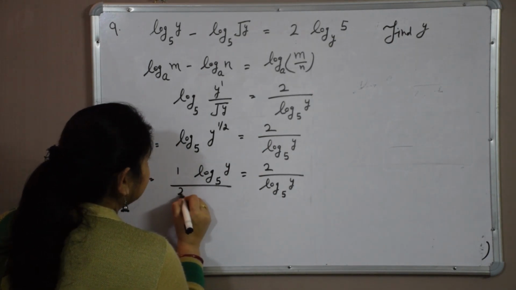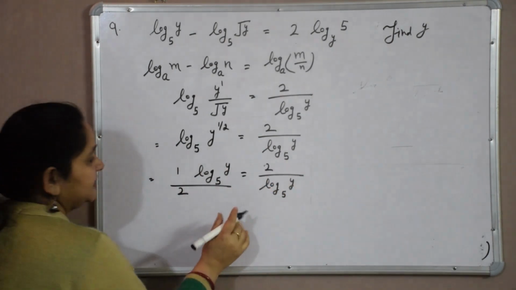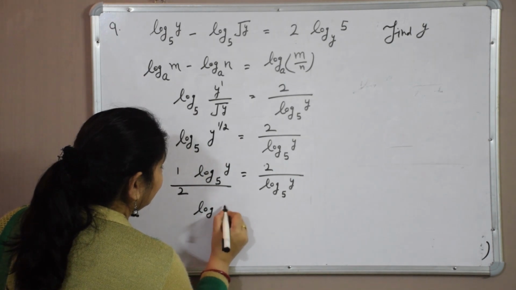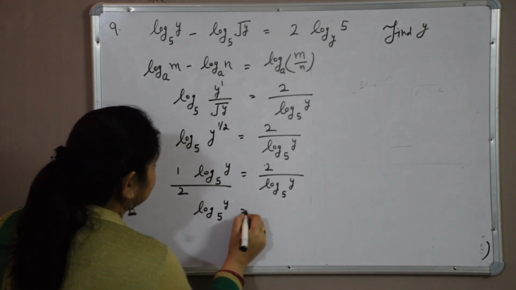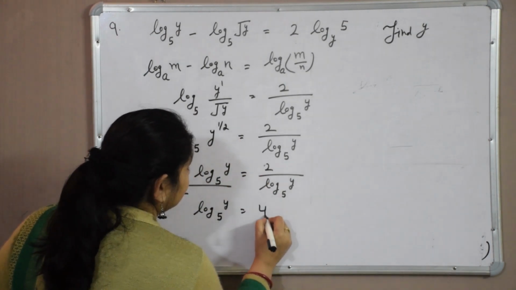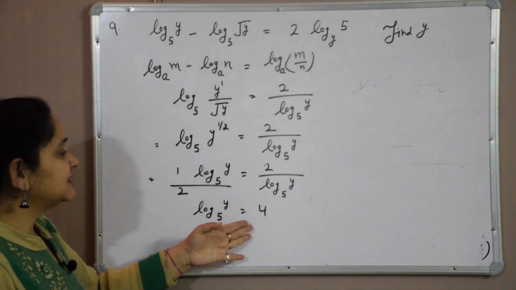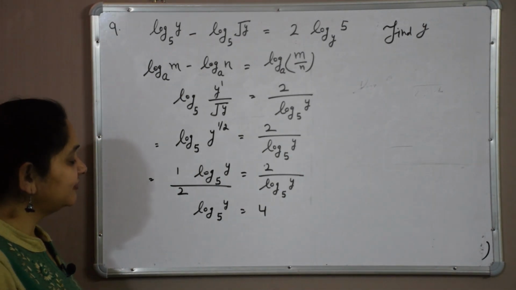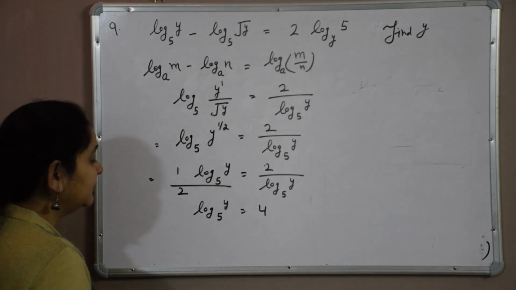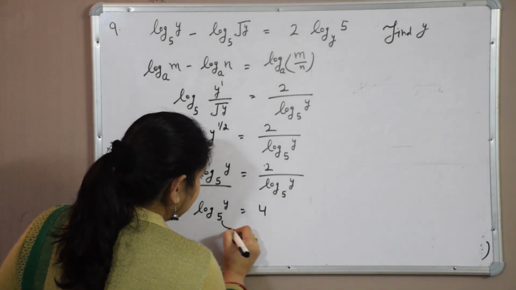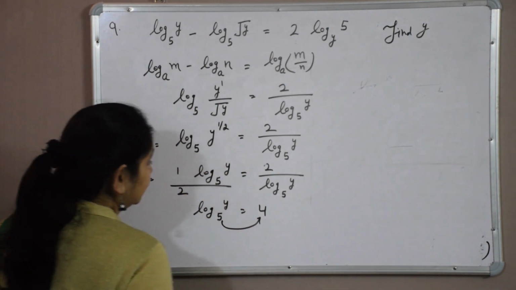This 2 is with the whole. So cross multiplying we got log of y to the base 5 is equal to 2 2s are 4. Log of y to the base 5 is equal to 4. Now we will convert it in the exponential form.